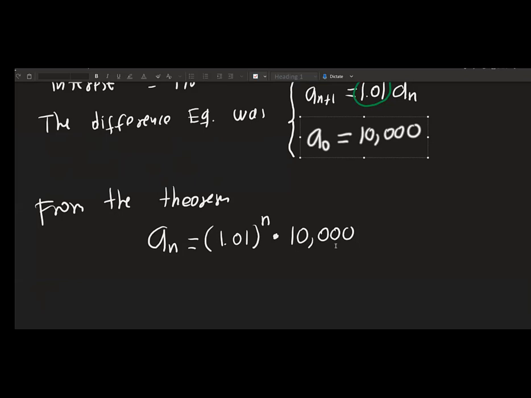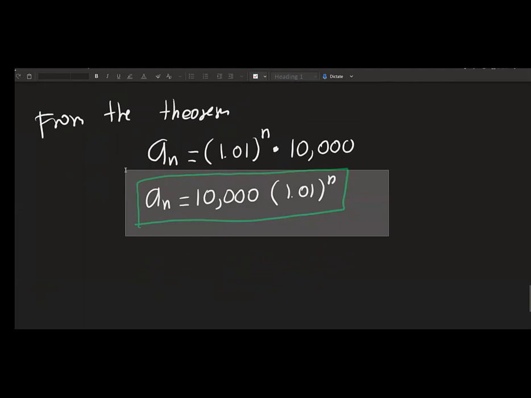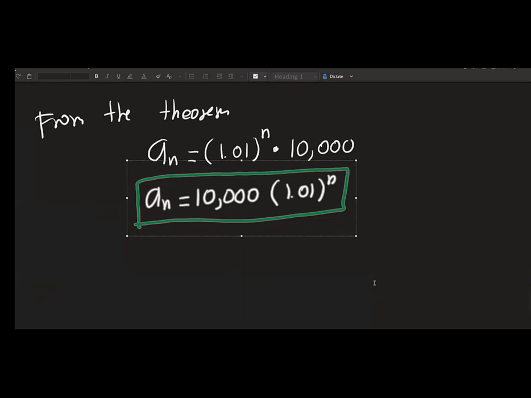Or if you want to write it down a little bit better, I'm going to put the $10,000 up front. So $10,000 multiplies 1.01 to the N. And so this is exactly the same sequence. It's just that this one right now is the closed formula. So that's what we call the closed formula.